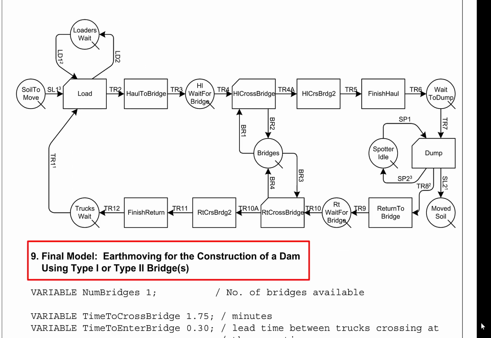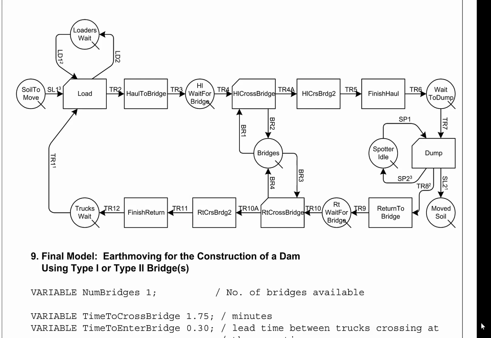Model 9 is similar to Model 8, but introduces additional nodes so that it can model bridges of Type 2. A Type 2 bridge allows multiple trucks to be on the bridge at the same time if they are traveling in the same direction. The distance between trucks traveling in the same direction has to be regulated so that they are not too close to each other. In this model, two trucks on a Type 2 bridge have to be separated by a distance of 0.3 minutes.